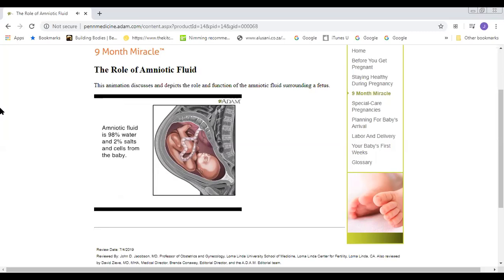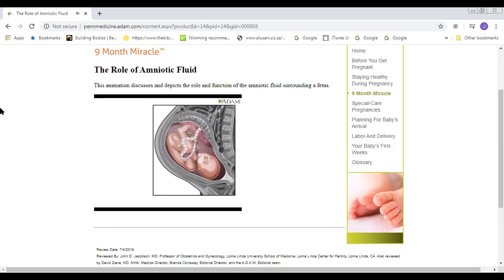Amniotic fluid is 98% water and 2% salts and cells from the baby. Until the fetal kidneys start working during month 4, amniotic fluid is made by the mother's body. But after month 4, the little guy starts making his contribution to the amniotic fluid by urinating in it. You heard right. It may not sound appealing to us, but the urine in the amniotic sac is completely harmless to the baby.